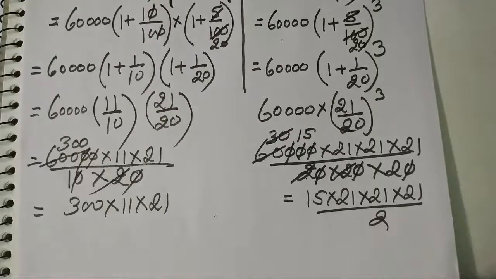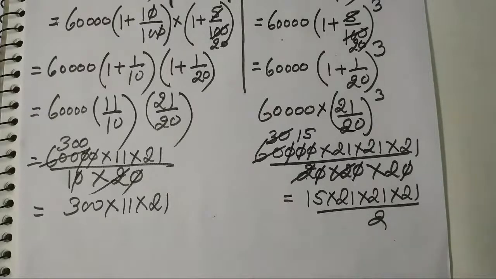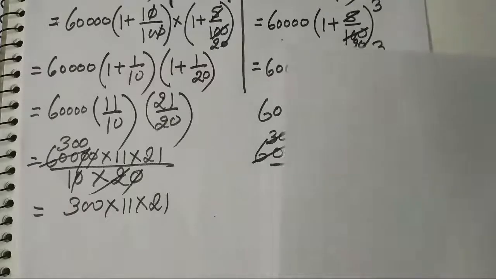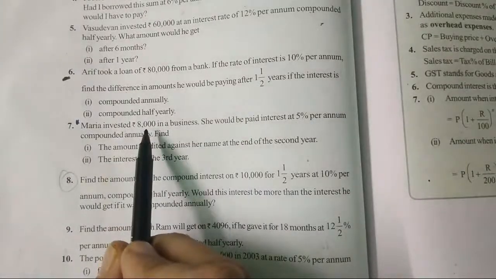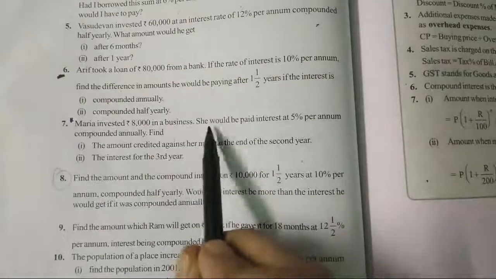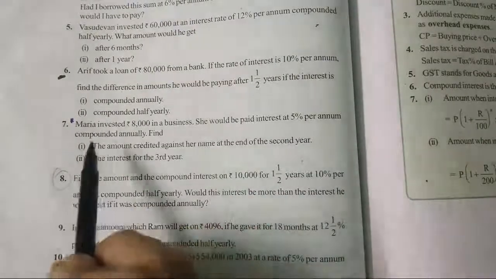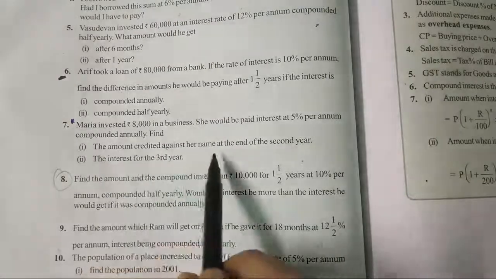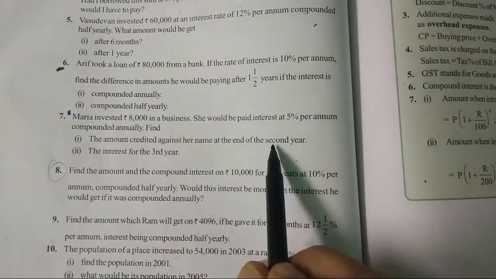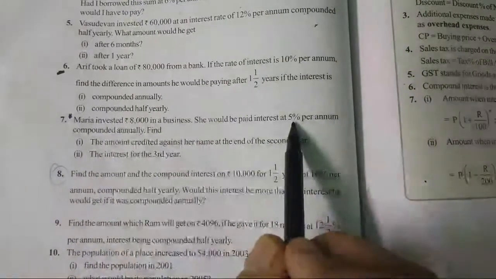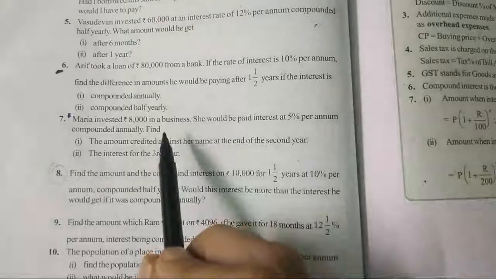Now let's do one more question from this exercise. Question number 7. In question number 7, the thing given is money is 8,000 invested, so this becomes the principal. She would be paid interest 5% per annum, compounded annually. Find the amount credited against her name at the end of the second year. So this is simple. You have to calculate. Time is 2, principal is this, rate is 5% and per annum.